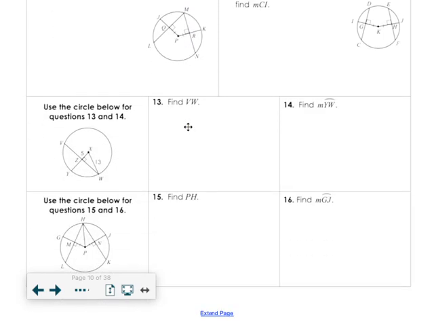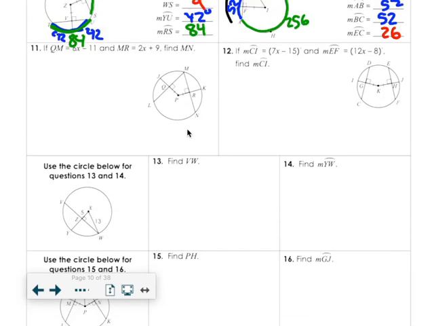Number 11, we're looking at QM. QM is right here between Q and M. That's 6x minus 11. And MR is right here. Those pieces are congruent pieces of congruent arcs. The entire arcs are congruent because, again, we have them marked as equidistant from the center. So we're going to take those two pieces and set those equal. 6x minus 11 equals 2x plus 9.